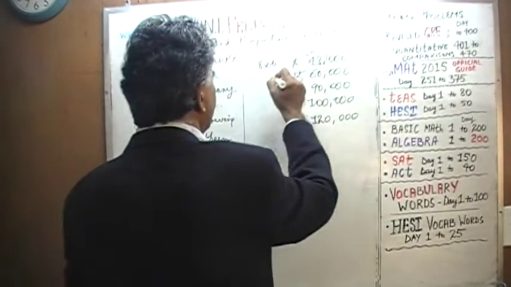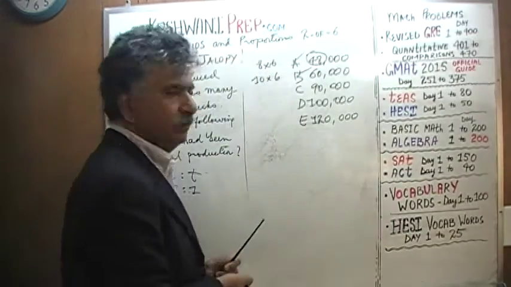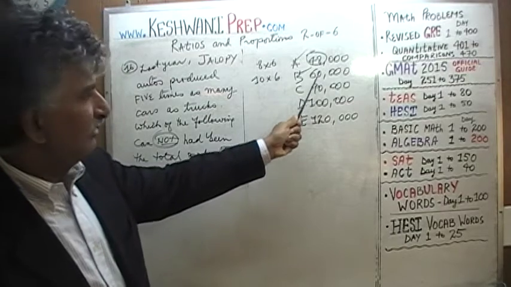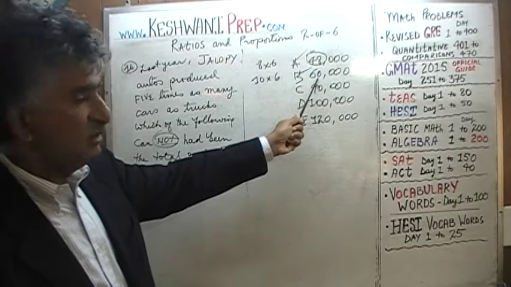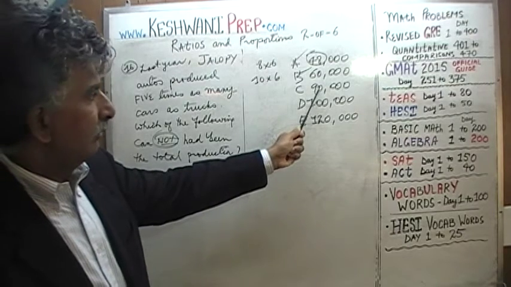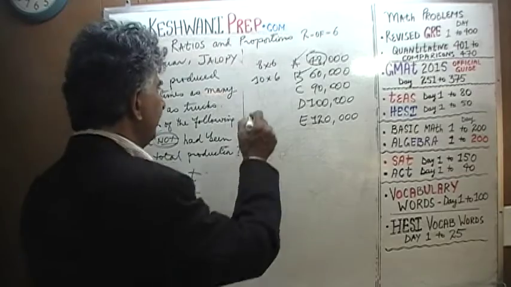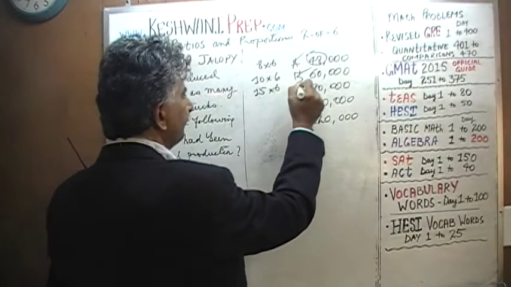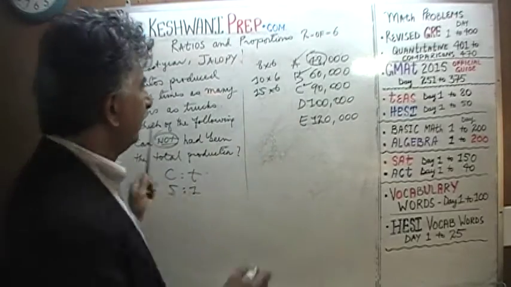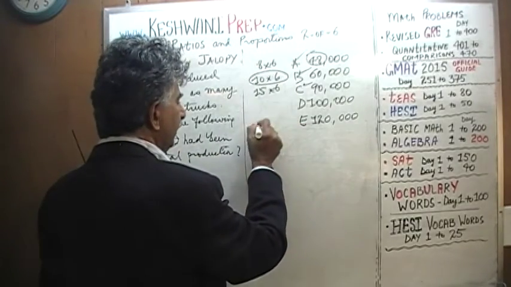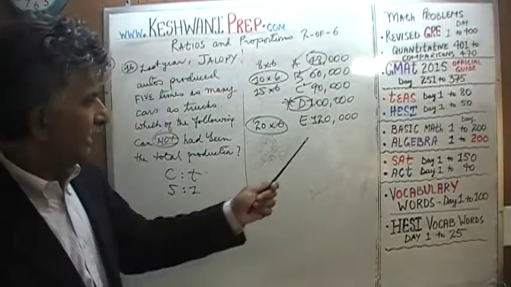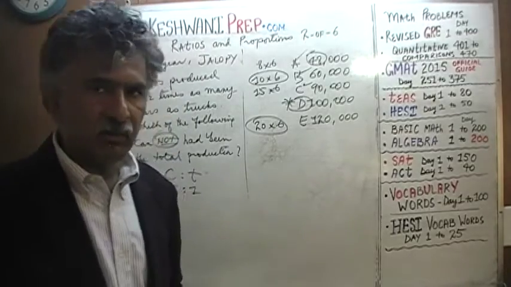60, of course, works because 60 is simply 10 times 6. What about 90? Well, if 60 is 10 times 6, 90 is just 30 more than 60, and 30 is made up of 5 sixes. So if 60 has 10 sixes, 90 should have 15 sixes. That is a multiple of 6. What about 120? Of course, if 60 is a multiple of 6, then so is 120. If 60 is 10 times 6, 120 is going to be 20 times 6. The one that is not a multiple of 6 is 100. You cannot divide 100 evenly by 6.